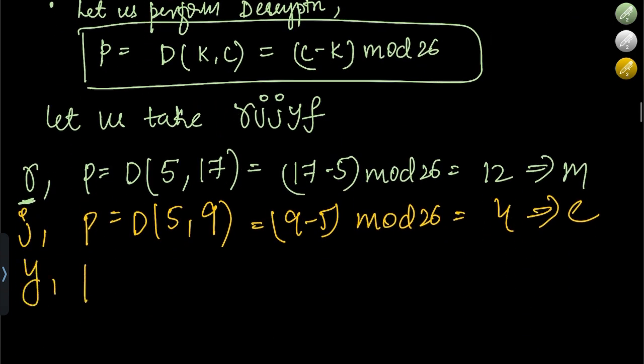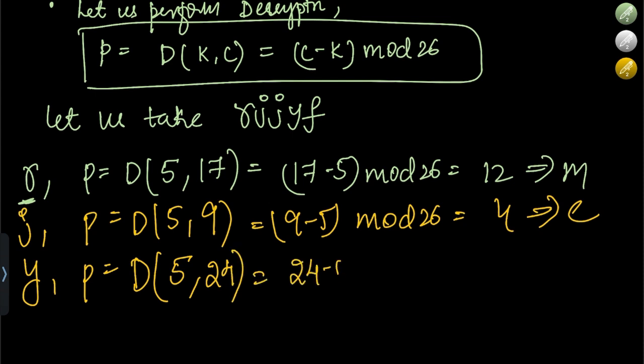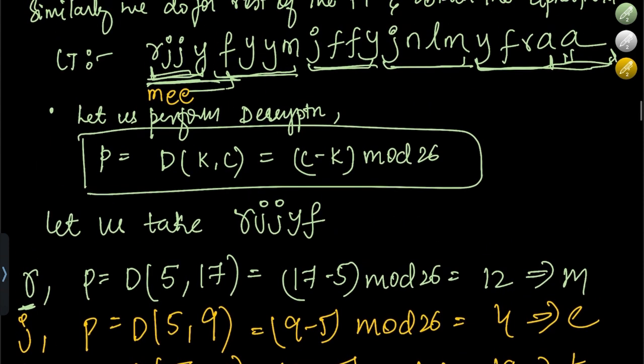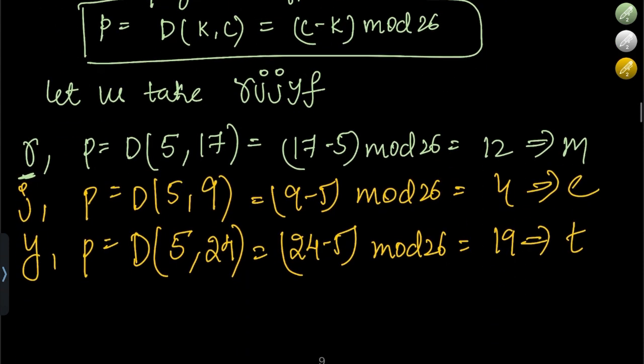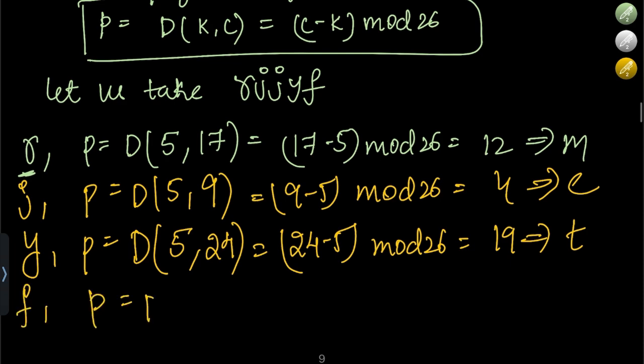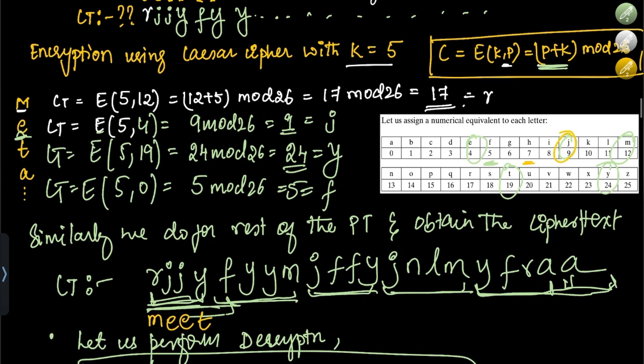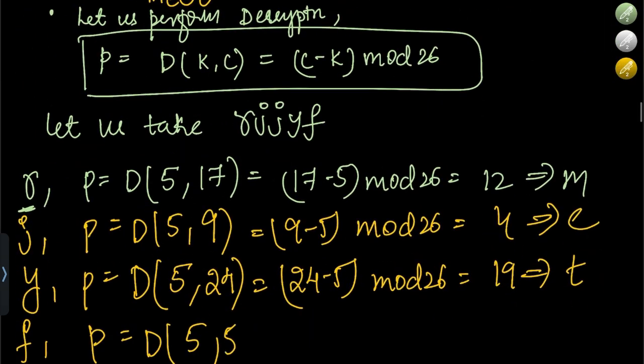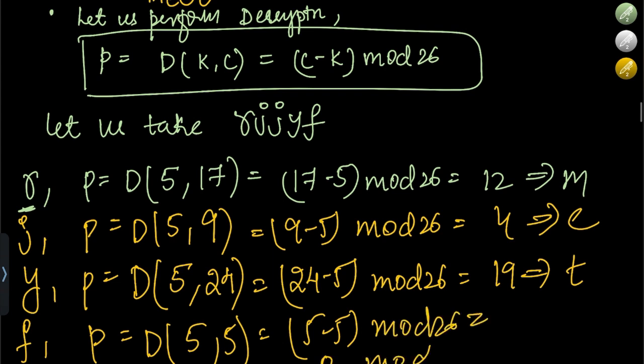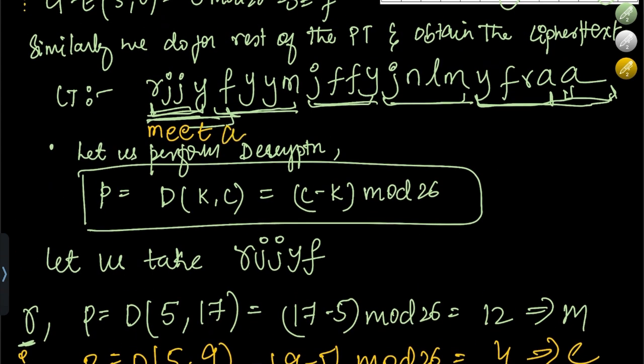Now let me write for Y. Plain text is equal to the decryption function including 5 and Y, whose equivalent is 24. So it will be 24 minus 5 and here mod 26. So I get 19. 19 equivalent is T. So I have got MET. And let me write for F also. P is equal to decryption of 5 comma F, equivalent is 5. So here 5 minus 5 mod 26, that is 0 mod 26. I get 0, that is A. So I have got A here. Again Y means T, again T here, and so on.